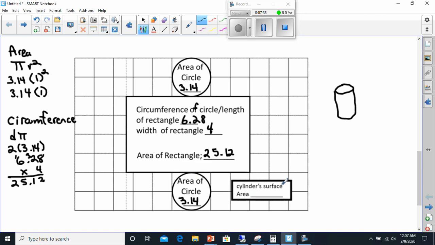Next, what is the cylinder's surface area? Remember, the surface area is, I'm sorry, I shouldn't say that, because this says the area of a rectangle. I have to take this back, I'm sorry. The total surface area then is the combination of 25.12 plus 3.14 plus 3.14. So I'm going to have to add all these up together to get this total surface area.